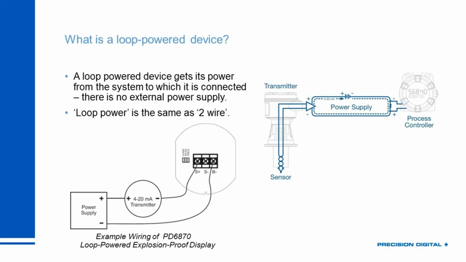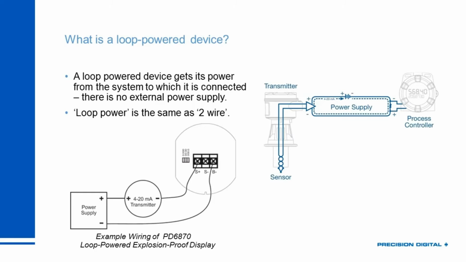So a loop-powered device is a device that gets the power it needs to turn on and do its job from the system that it's connected to. So this is always going to be a 4 to 20 milliamp DC powered loop that it's being connected to, 4 to 20 being that industrial standard that I'm sure everyone in the audience has had experience with. And like any device, it needs power in order to turn on and do anything.